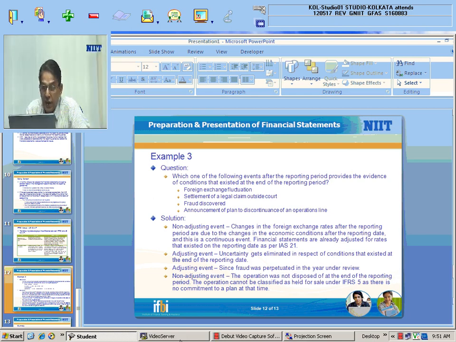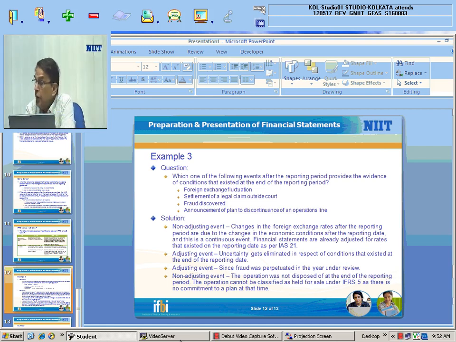But once it gets settled outside the court, the uncertainty relating to the case, what you are going to lose or what you are going to win, what is the financial loss or financial gain, will get eliminated if the case is settled outside the court even after the reporting date. So uncertainty gets eliminated in respect of conditions that existed at the end of the reporting date.